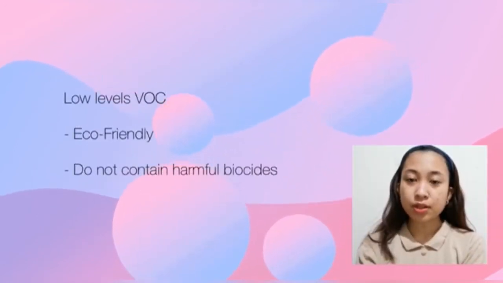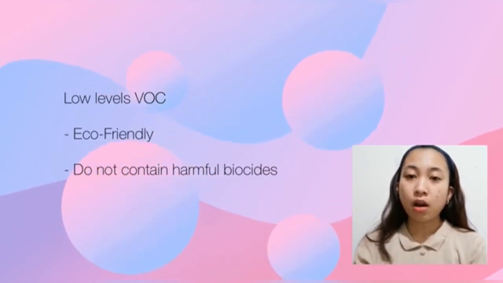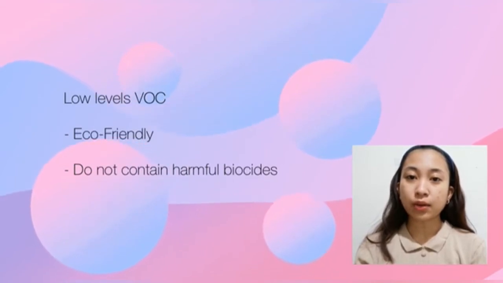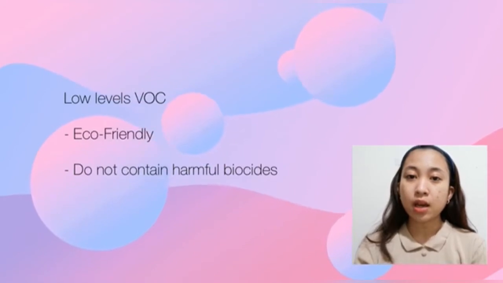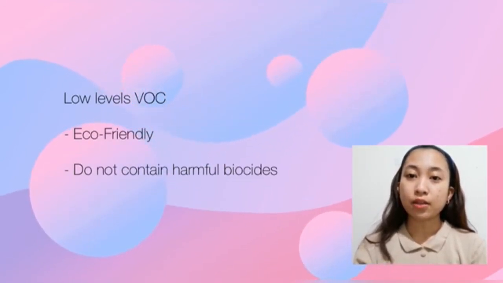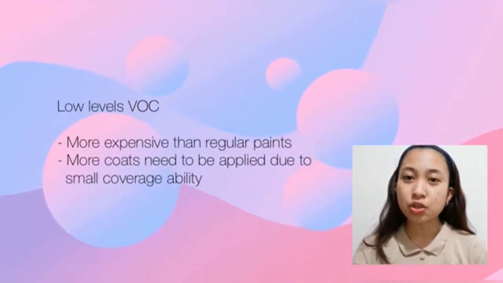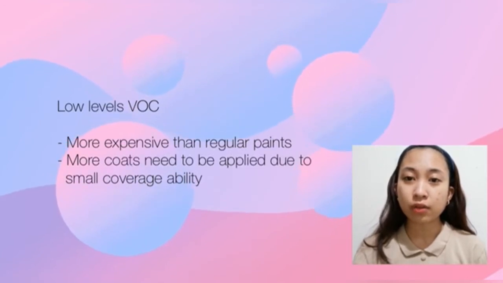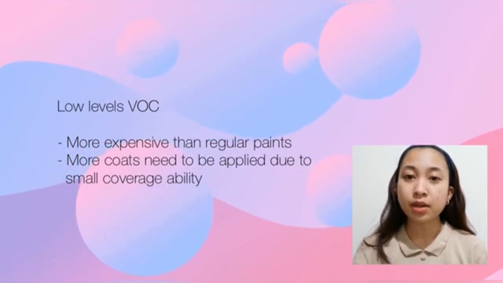Paints with reduced levels of VOCs are more eco-friendly than conventional paints. Homeowners may choose high-quality zero VOC paints that also use VOC-free colorants, are free of vinyl and other plastic additives, and do not contain harmful biocides. Paints with low VOC levels tend to be more expensive than regular paints. Moreover, they tend to not have the same coverage ability as regular paints, which means more coats need to be applied.